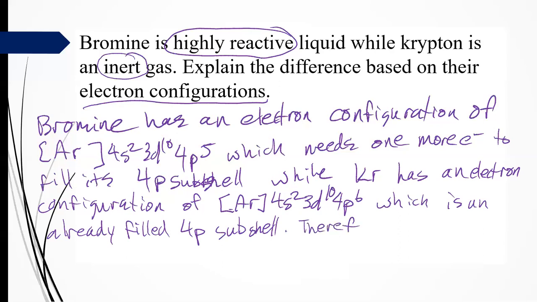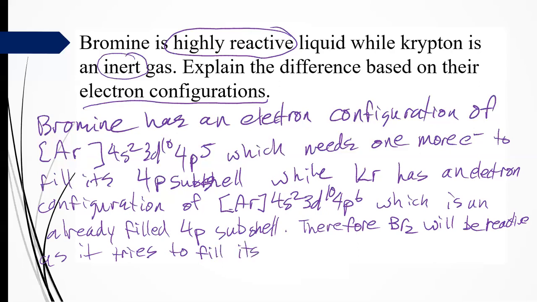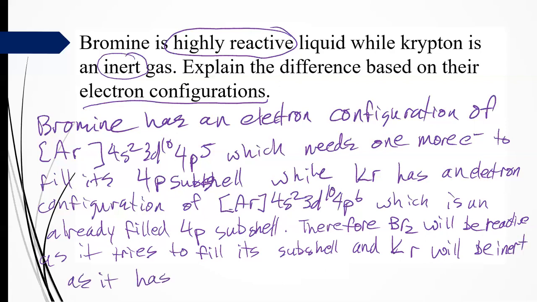Therefore, bromine will be reactive as it tries to fill its subshell, and Kr will be inert as it has all of the electrons that it needs. Okay.